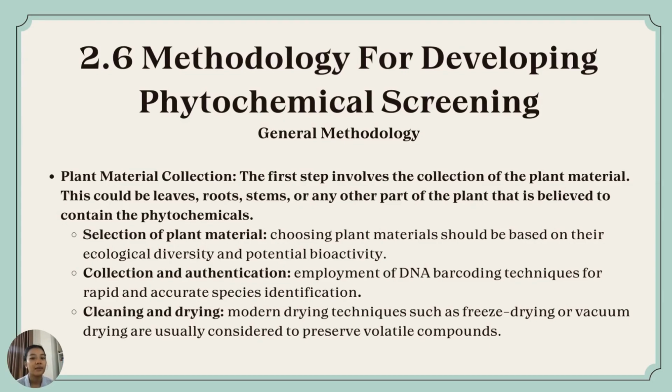Today I'll be presenting about the general methodology for developing phytochemical screening. First is plant material collection. The first step involves the collection of the plant material. This could be leaves, roots, stems, or any other part of the plant that is believed to contain the phytochemicals. There is a selection of plant material, collection and authentication, and drying.